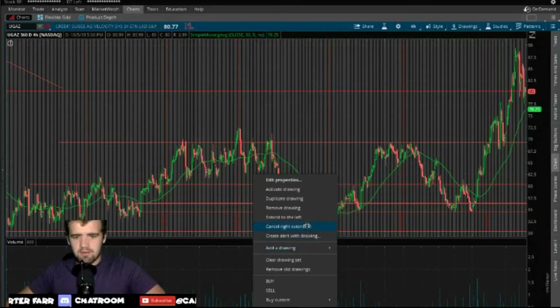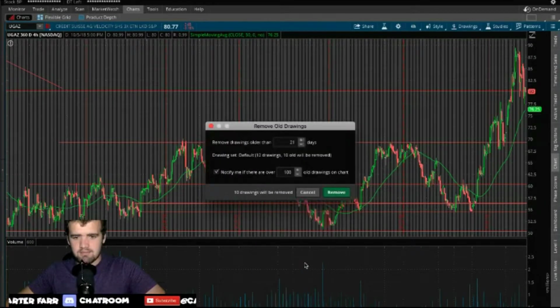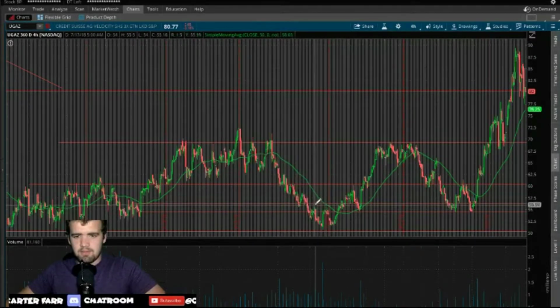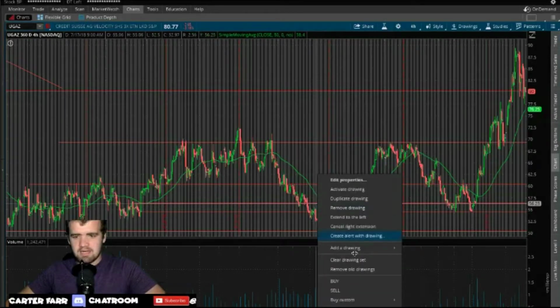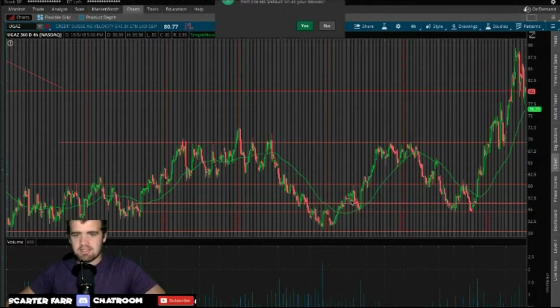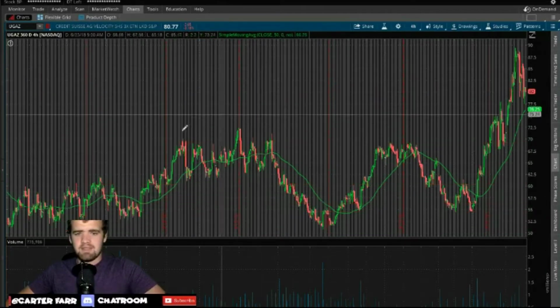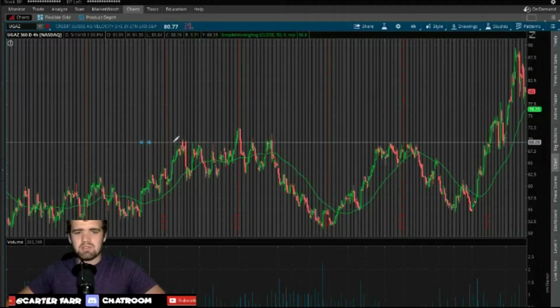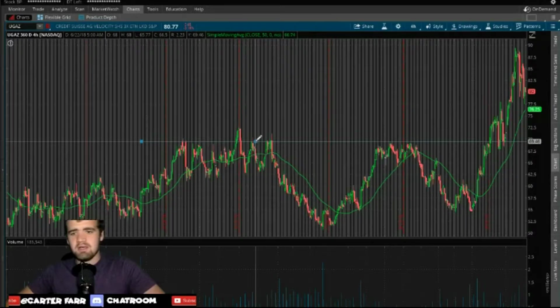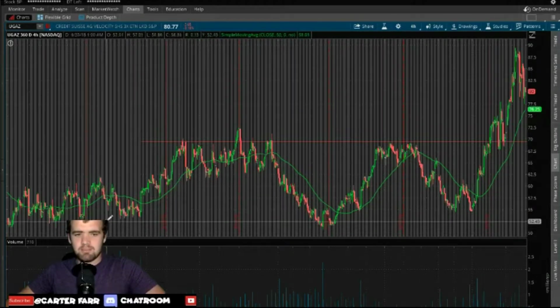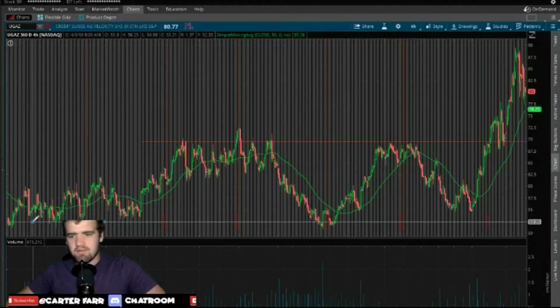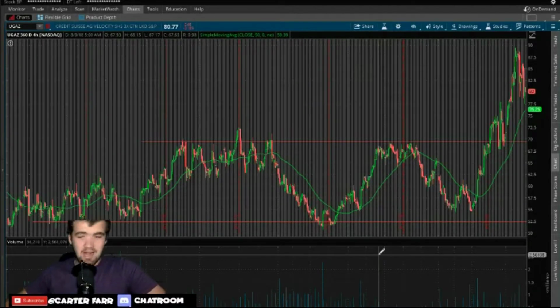These, I believe, are from when I traded this stock in the past. Let's go clear drawing set just so you guys can see it. All right, so as you guys can see, there's a pretty strong resistance here at about 669.46, and a pretty strong support here at around 52.35. And you might be saying, okay, Carter, but how does the SMA line get involved?